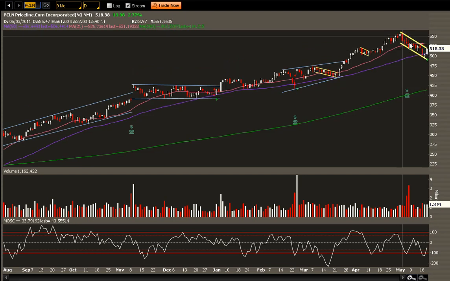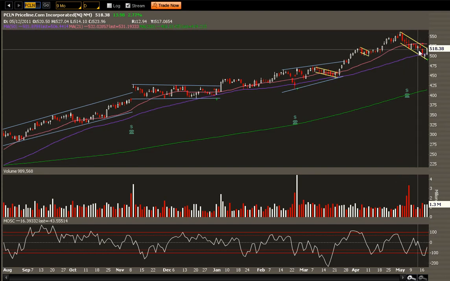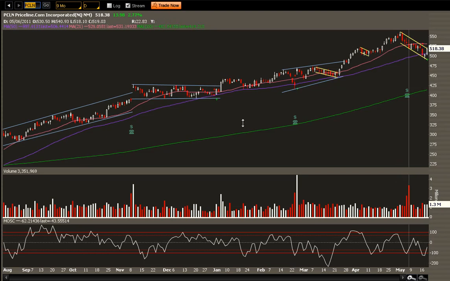This is the flag that it is making. It has done this before, it has done it here, and this time is no exception. It is going to go up much higher if it breaks out above the 518 level. 101.3 million shares, and it is still oversold.